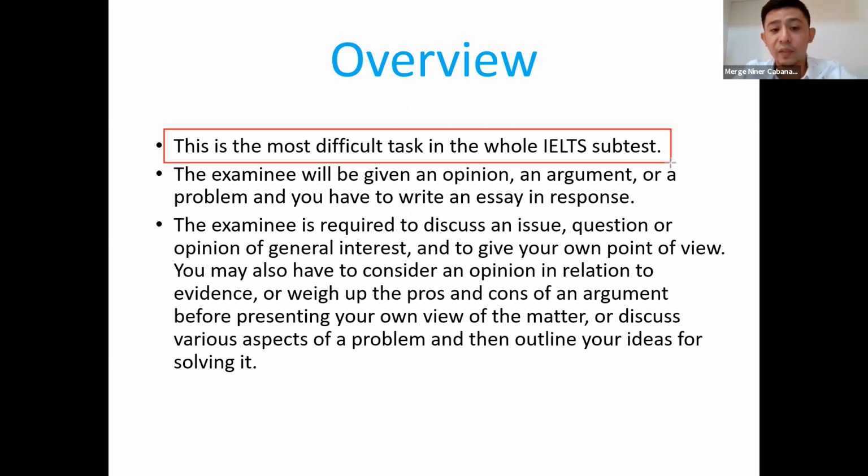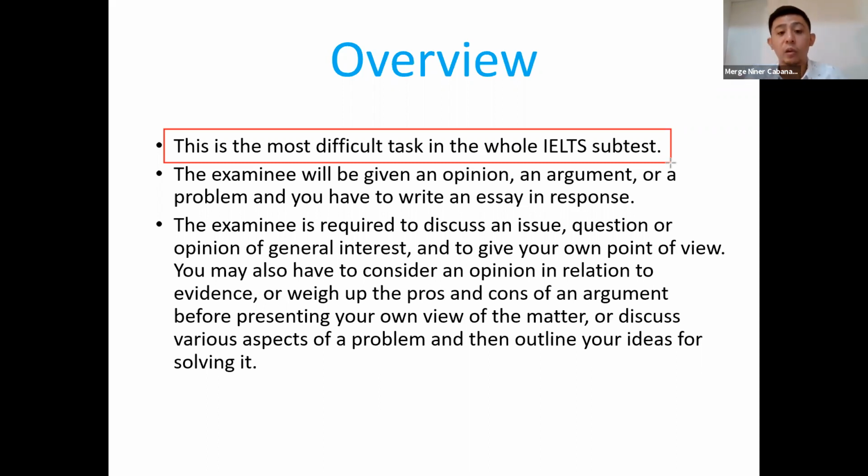All right. So you will be given an opinion here, an argument or a problem. And based on this, you have to write an essay in response. What I'm trying to say is that an opinion that contains a general public interest will contain an instruction. And based on the instruction, that is how you're going to organize your essay. And the organization is very crucial. I'm going to explain to you later why.